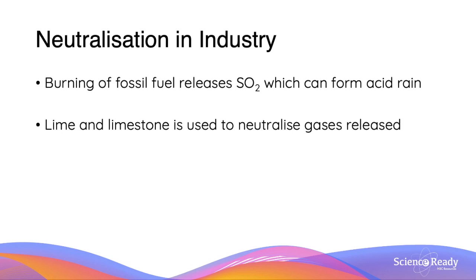Now, when we're talking about neutralization in the industry, the burning of fossil fuels often releases sulfur dioxide, SO2, and this can form acid rain in the form of H2SO4 when it reacts with water. So in order for us to prevent the air pollution and the onset of acid rain, what we can do is also use lime and limestone, CaO and CaCO3. We talked about the same process with neutralization in agriculture, and we can use that to neutralize gases that are released.